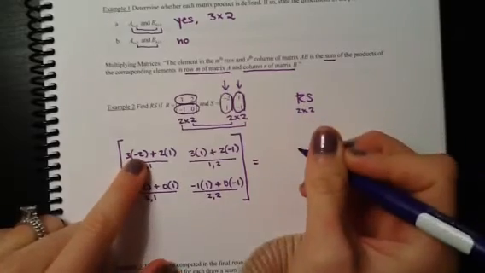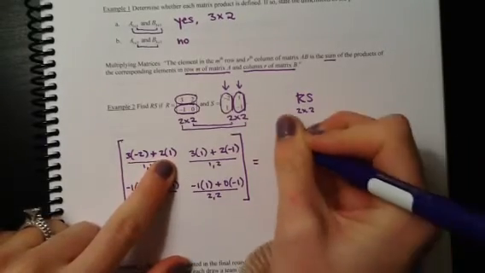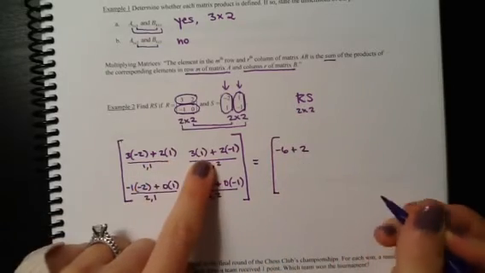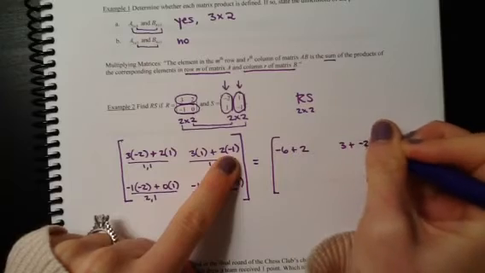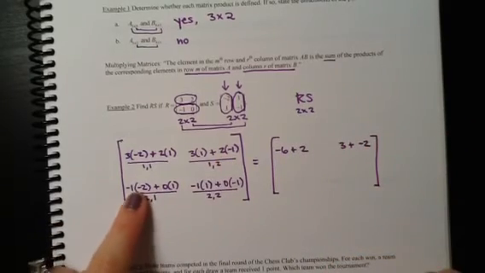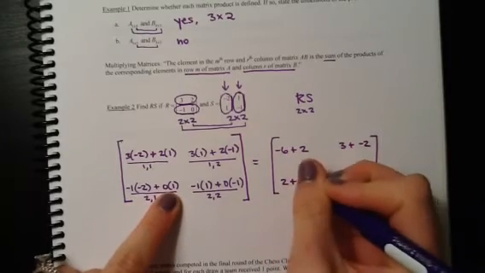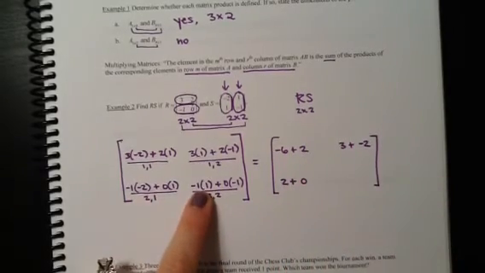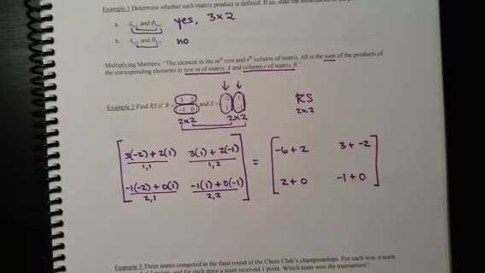So 3 times negative 2 is negative 6 plus 2 times 1 is 2. 3 times 1 is 3 plus 2 times negative 1 is negative 2. Negative 1 times negative 2 is positive 2 plus 0 times 1 is 0. Negative 1 times positive 1 is negative 1 plus 0 times negative 1. Okay, finally add these up.